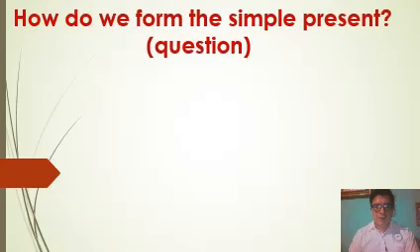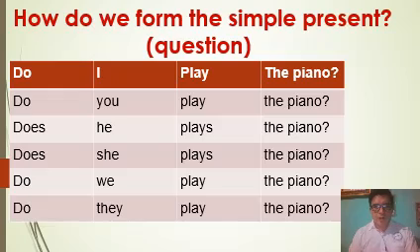Let's see right here how we form the simple present question. Here's the chart with more questions. Do I play the piano? Do you play the piano? Does he play the piano? Does she play the piano? Do we play the piano? Do they play the piano? Same thing, the questions in order. You need to put them in order. Let's continue to the next one.